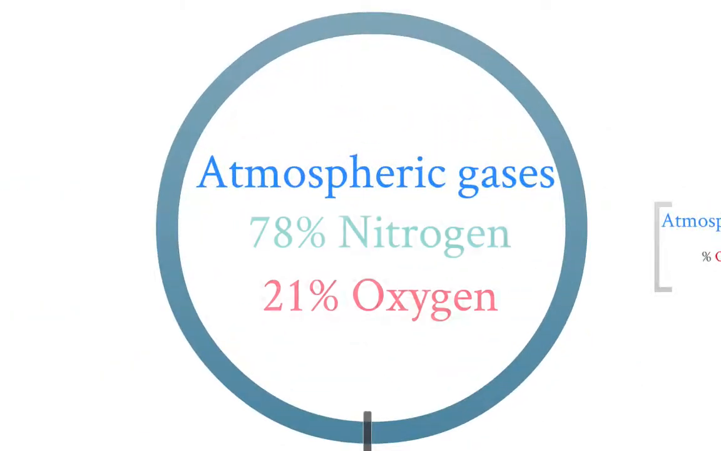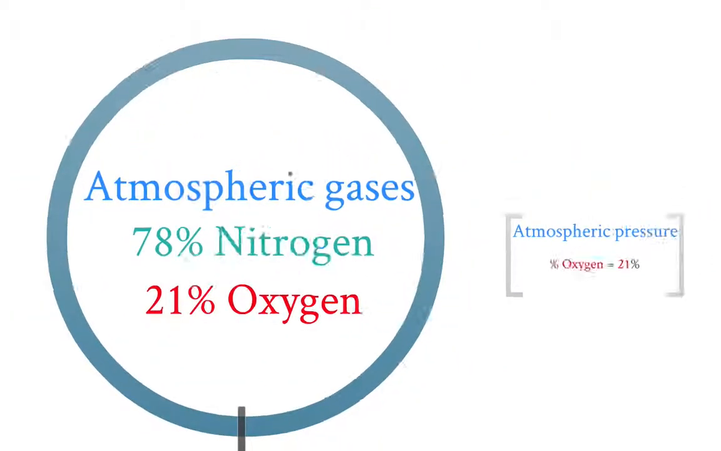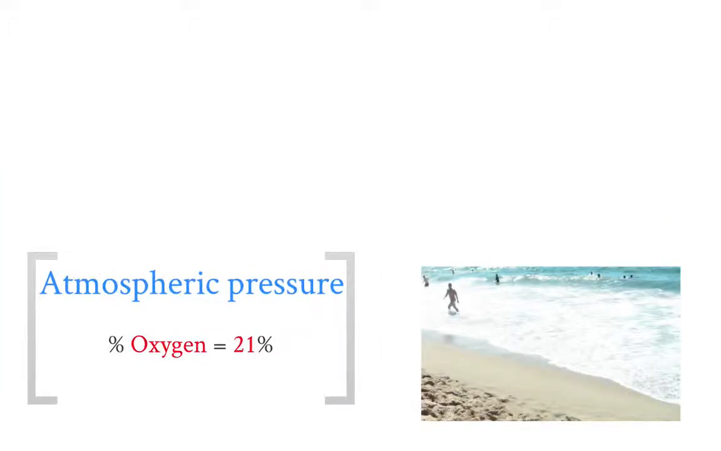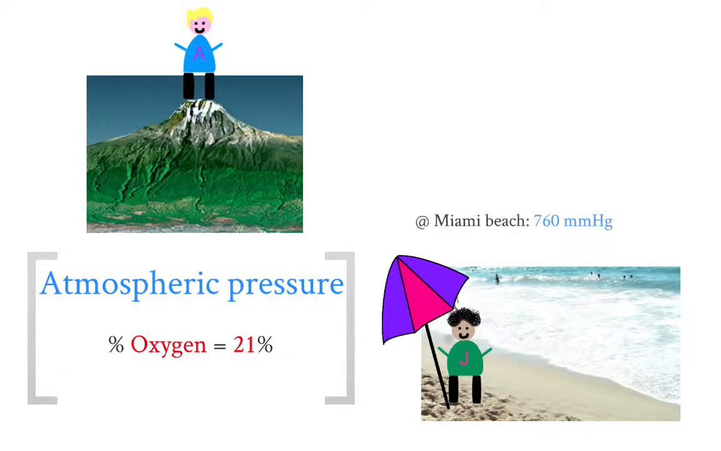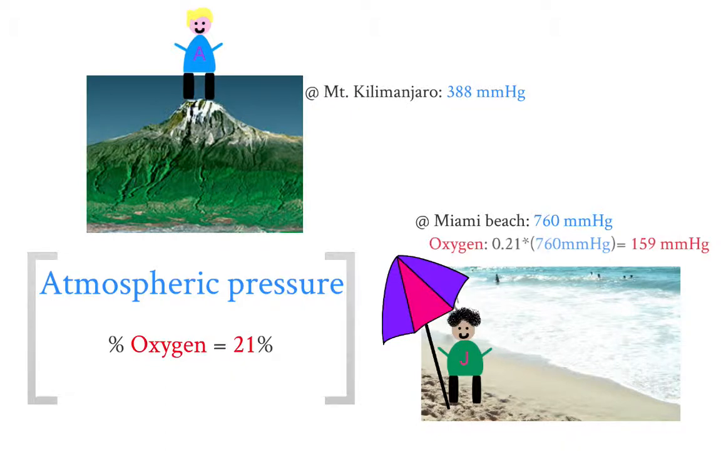Only 21% of the air we breathe is oxygen. From Miami Beach to Mount Kilimanjaro, this 21% remains constant. As altitude increases, atmospheric pressure decreases, thus decreasing the partial pressure of oxygen.